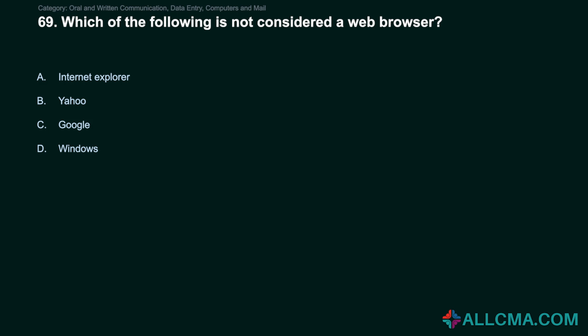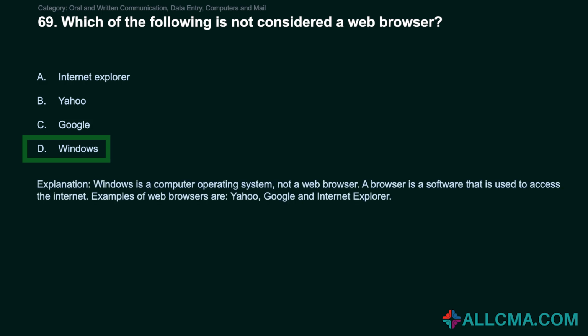A. Internet Explorer. B. Yahoo. C. Google. D. Windows. Correct answer, D. Windows. Windows is a computer operating system, not a web browser. A browser is software that is used to access the Internet. Examples of web browsers are Yahoo, Google, and Internet Explorer.